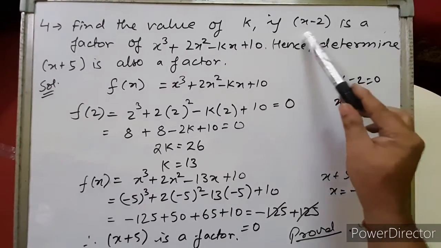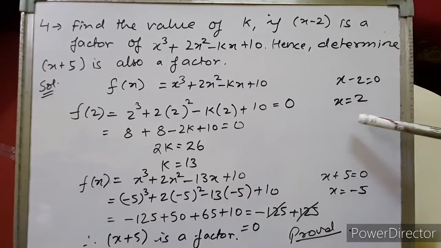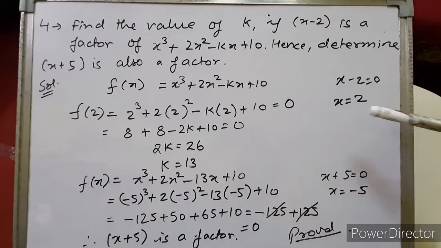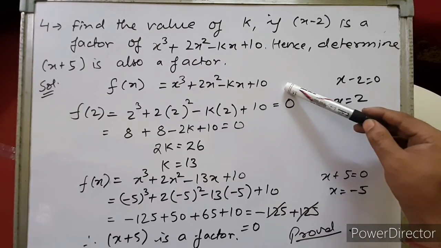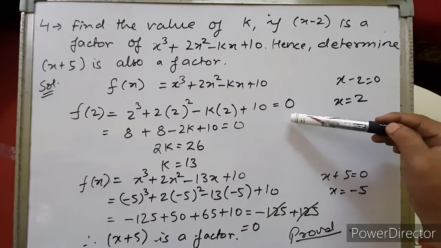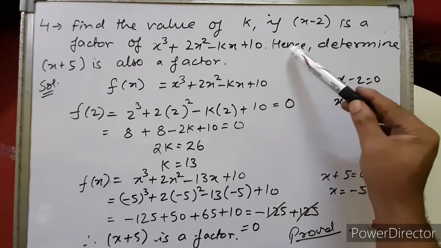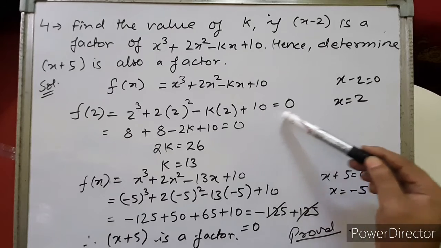So if we have to show that x minus 2 is a factor, that means when we do x minus 2 equals 0, the value of x will come 2. Okay, and the value of f function is given as x cube plus 2x square minus kx plus 10. If we put x equals to 2 here in this term, the result of this function will be 0 because x minus 2 is a factor, it is given. So when I have substituted 2 here, the result will become 0.